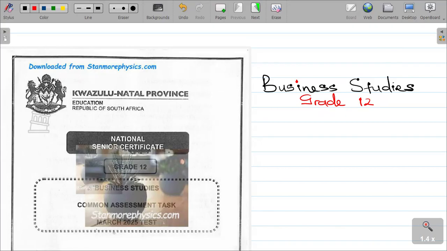Today I'm going to focus on the March test revision for Business Studies, Grade 12. This paper was written last year, March, in KwaZulu-Natal province. So I'm going to revise the March 2025 test, what we call a common assessment task, Grade 12 Business Studies.